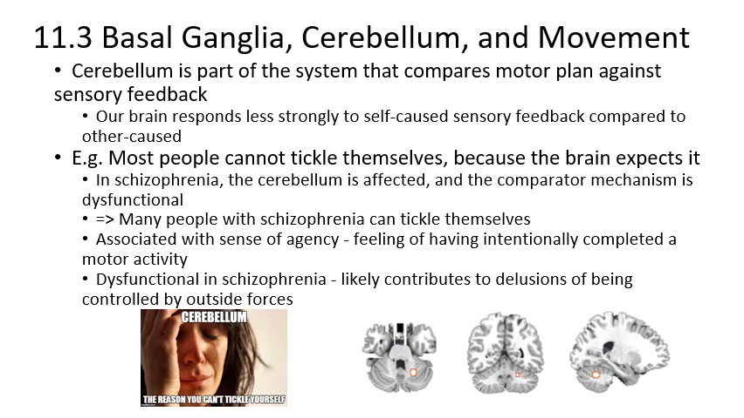And as this comparison is associated with a sense of agency or a feeling of having intentionally completed a motor activity, this dysfunctional comparator mechanism has been implicated as a possible reason that people with schizophrenia have delusions of being controlled by outside forces. So sometimes a rather common delusion will be that the CIA has taken over their body and is causing them to do things, that an alien has control over their hands and that they're not the ones controlling their body. So this cerebellar dysfunction might be the reason for some of those delusions.